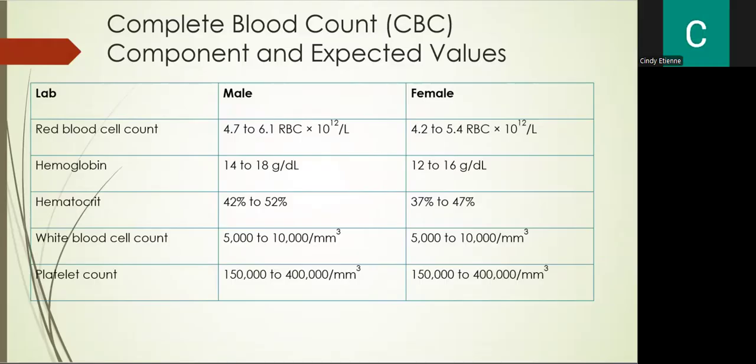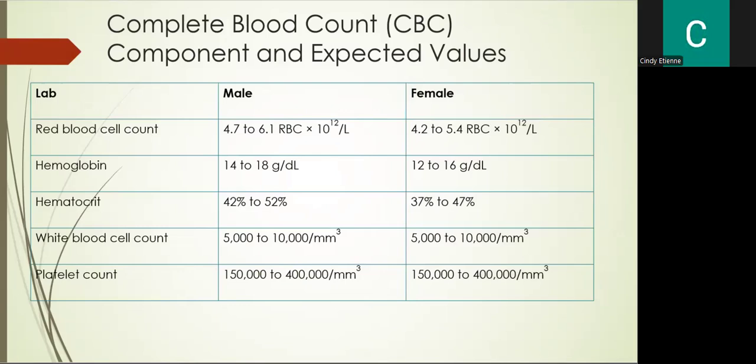Now, let's review one of the most commonly ordered lab tests, the CBC, also known as a complete blood count. A CBC gives us important information about oxygen delivery, infection, bleeding, and clotting. Let's start with the red blood cells, or RBCs. Their job is to carry oxygen throughout the body. If the RBC count is low, the patient may have anemia or blood loss. If it's high, it may indicate dehydration or chronic hypoxia.